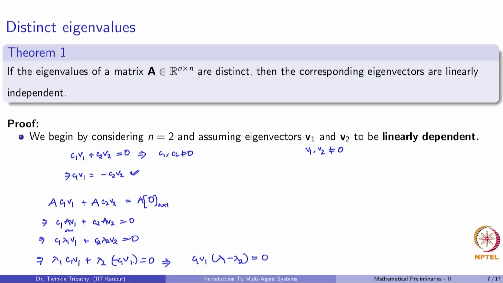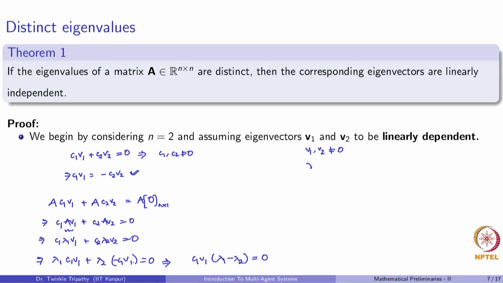What do we know? We know that C1 and C2 are not equal to 0. We know that v1 and v2 are not equal to 0. And we also know that the eigenvalues are distinct, meaning lambda 1 is clearly not equal to lambda 2, which implies that lambda 1 minus lambda 2 is certainly not equal to 0. But what do we get from here? Since the first two terms are not equal to 0, the only way this equation can hold is when this difference is equal to 0, which means lambda 1 has to be equal to lambda 2, which is a contradiction as the eigenvalues of A are supposed to be distinct.